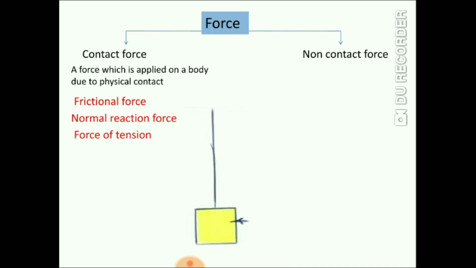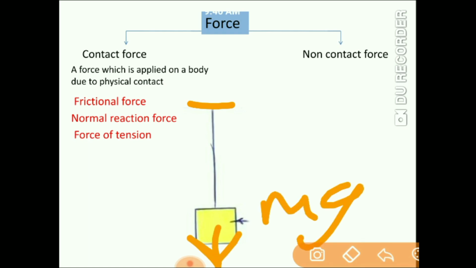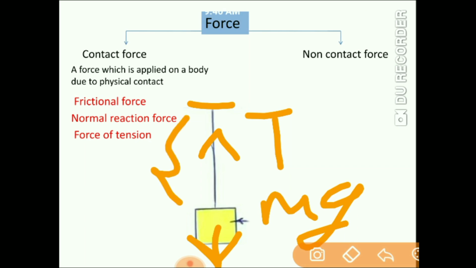Another example is force of tension. Now if you look at this diagram carefully, a load is hanging with the help of a string or thread. This will be the direction of weight of this load, and to hold this load the string has to apply force in the opposite direction, called tension. This is the direction of tension, which is opposite to that of the weight. Remember, it is not the same as normal reaction force. It is different from normal reaction force. Here the string is holding the load.